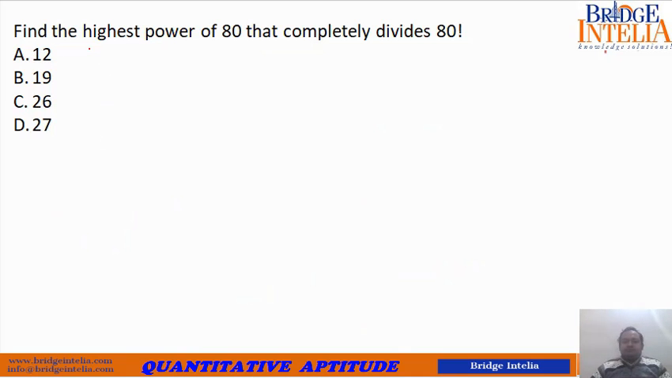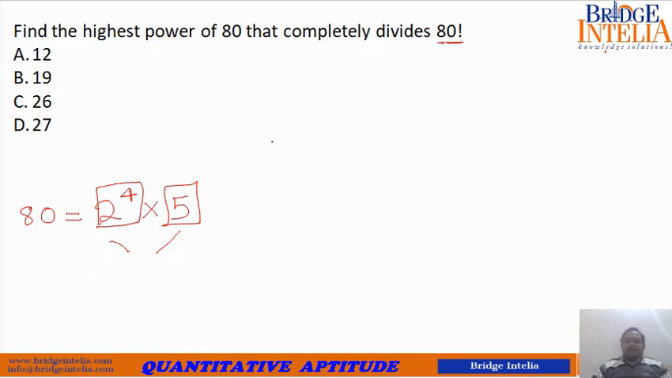Let's take the next example. Find the highest power of 80 that completely divides 80 factorial. So let's understand what 80 is. 80 is equal to 16 into 5. So this is the pairing. These are the elements of the pair, the partners of the pair.